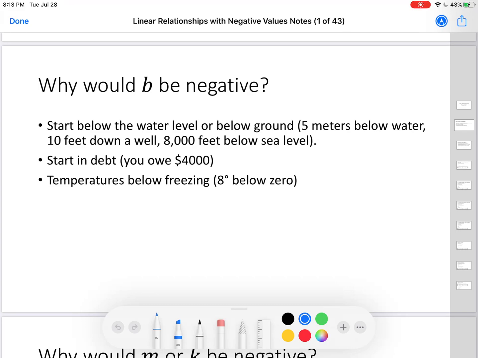You could also be at the bottom of Death Valley. Death Valley is below sea level, and then you don't even need a diving suit. It could be that you're digging a mine. Mines are down below ground. Or you might be starting in debt, like you owe money. If you owed $4,000, that's essentially starting out at negative $4,000, because before you do anything else, you have to pay off your debt. Or you might have really cold temperatures, temperatures below freezing, like 8 degrees below zero. That would certainly be a negative amount. If you started at those amounts, that would be a negative B, a negative start amount.